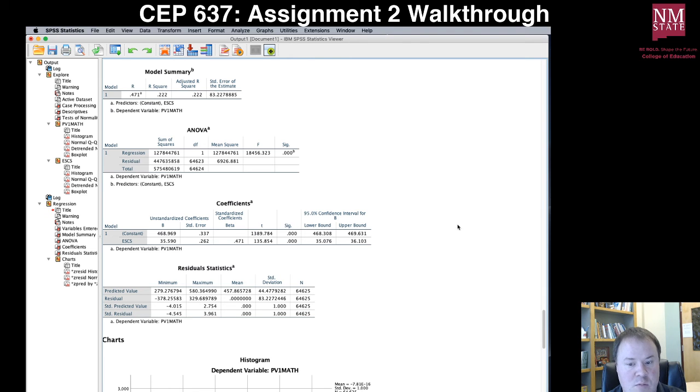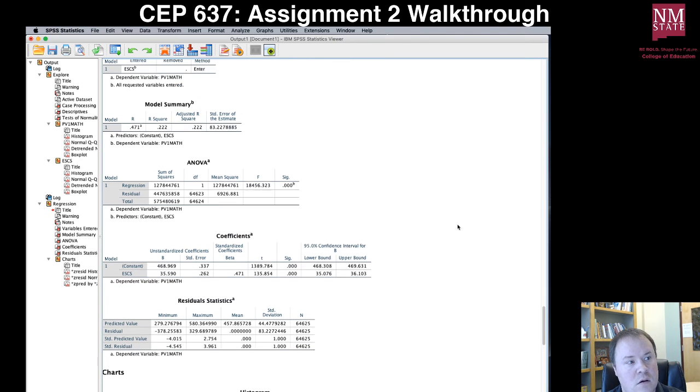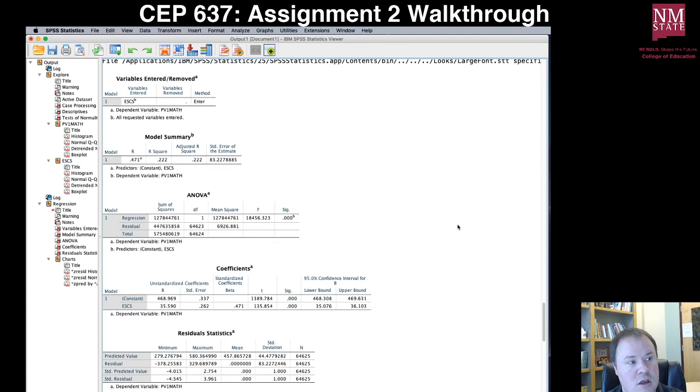So if we were going to type up the results, we would start by making sure that we explained which assumptions are met and which are being violated, along with evidence of why we make that claim. Then you would state that the overall model appears statistically significant: F with degrees of freedom 1, 64,623 equals 18,456.323 with a p-value less than 0.001.